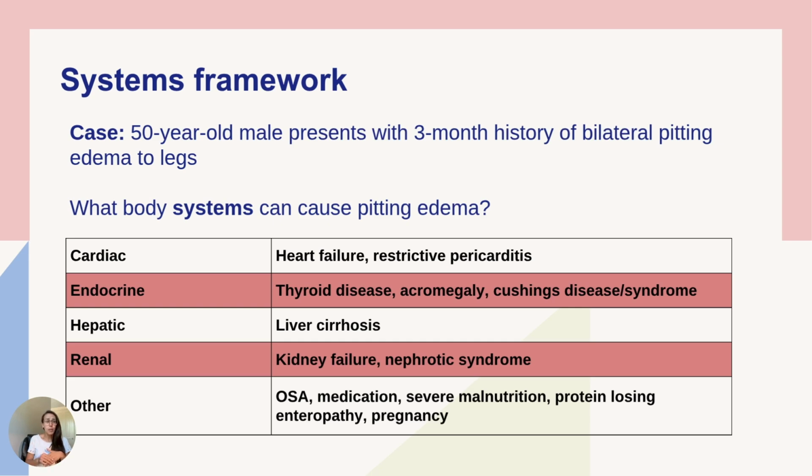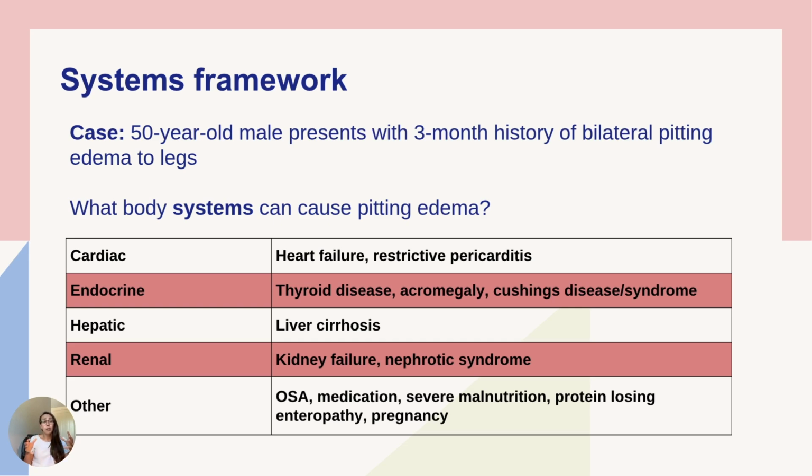So, thinking through this case, for our cardiac bucket, we're thinking of heart failure, restrictive pericarditis. For the endocrine system, we're thinking of thyroid disease, acromegaly, Cushing's disease or syndrome. For the hepatic system, we're thinking of liver disease, liver cirrhosis, certainly cause pitting edema. For the renal system, thinking of kidney failure, nephrotic syndrome, and then that other bucket, there's a few other things listed there as you can see.